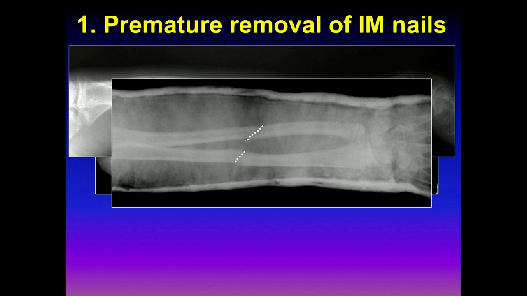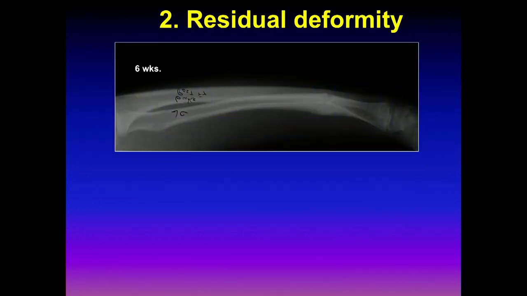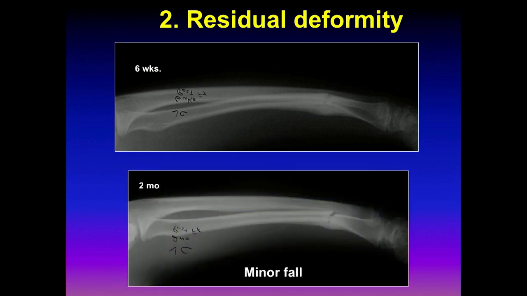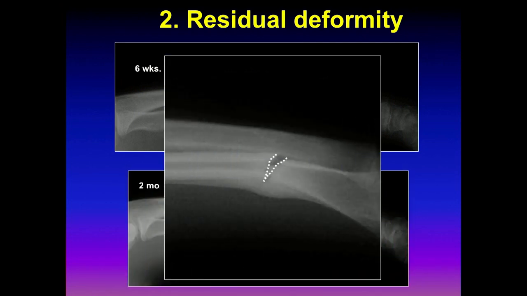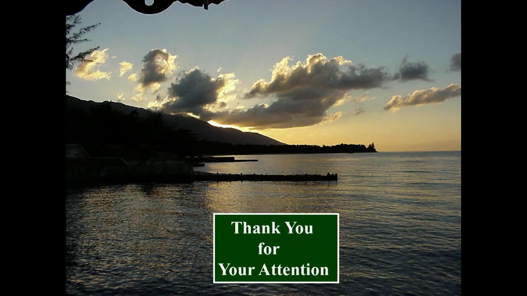Remember, diaphyseal bone is slower to heal. Residual deformity, we talked about this. If it's dorsally angulated, they have more of a tendency to get refracture. So, I've gone through all of these, the radius and ulna fractures.